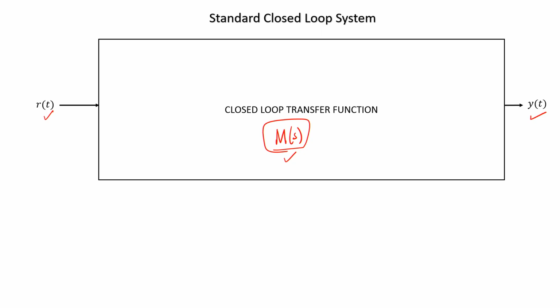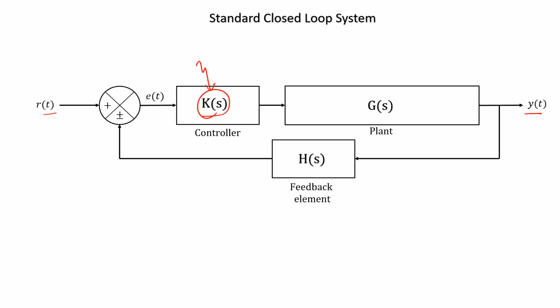Our purpose in this course is to design a controller so that we can get our desired output, and this is the part that we can change. These and these are fixed, they are given to us, and you cannot change that. This is the part that you can change, and what kind of transfer function I should put there is what we have to discuss. So, this is the overall configuration, the standard closed loop system that we are going to operate on.